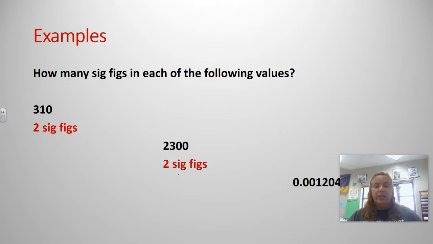And we have 0.001204. We have some beginning zeros, and so they're just placers. So we have 4 sig figs, the 1, 2, the 0, and the 4, because we have a sandwich zero right there.